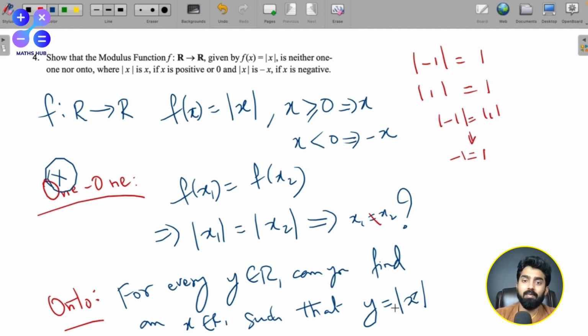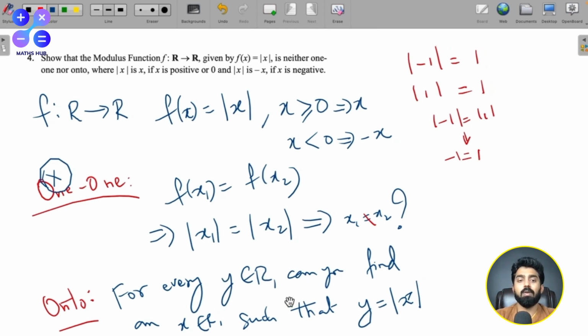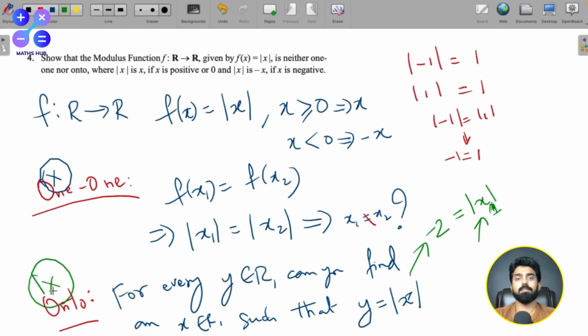So for every negative value of y, because y has all real numbers, it also has all the negative numbers, right? So you cannot find an x. Let's say the y value is -2, you cannot find a value of x which satisfies this. You cannot get a negative value from a modulus function. Right, so this is not an onto function as well. Let's go to the next question.